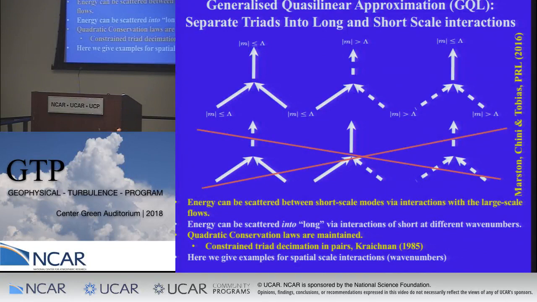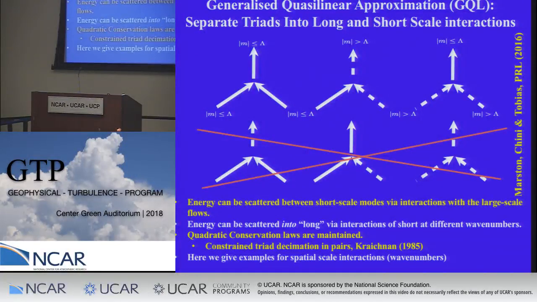And we're keeping certain triad interactions. We're going to keep the large scales interacting with the large scales to give us large scales. We're going to keep the large scales interacting with the small scales to give us small scales. And we're going to keep the small scale going to large scale interactions. And we're going to get rid of all of these other triad interactions. Well, we want to get rid of the small scales going to small scales, because otherwise we're not going to be able to close the system. We also have to get rid of these in order for our approximation to be energy conserving or quadratic conserving, because we want it to be an example of what Kraichnan called the triad decimation in pairs.